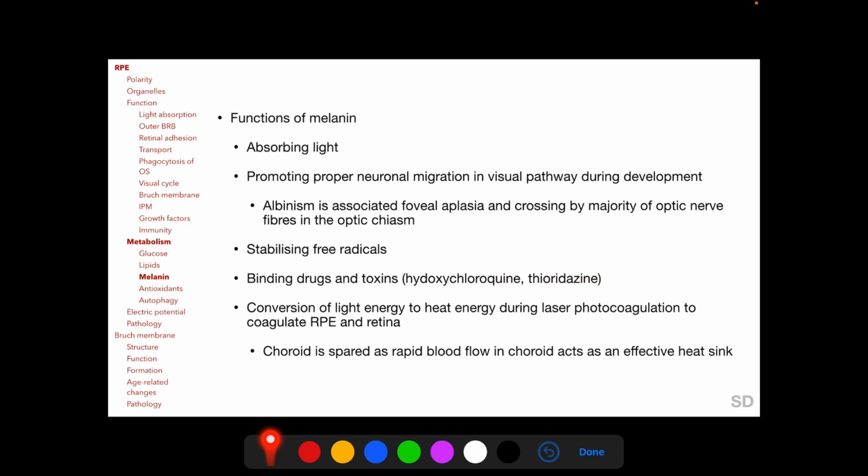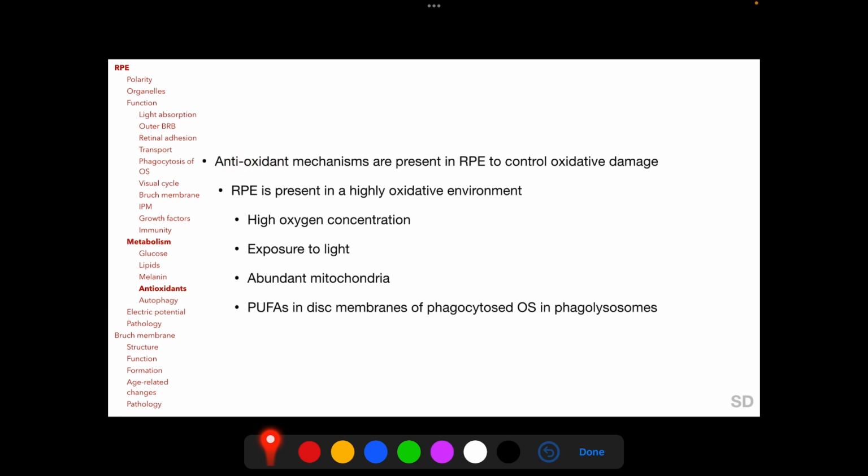Melanin is also involved in converting light energy to heat energy during laser photocoagulation. Choroid is spared from burns during laser photocoagulation, as choroid has a very rapid blood flow which acts as an effective heat sink. Antioxidant mechanisms are present in the retinal pigment epithelium to control oxidative damage.